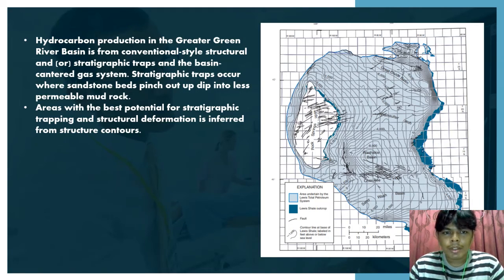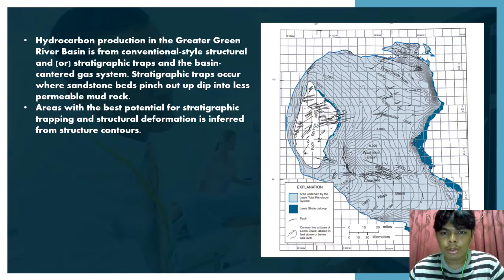Hydrocarbon production in the Greater Green River Basin is from conventional-style structural and stratigraphic traps and the basin-centered gas system. Stratigraphic traps occur where sandstone beds pinch out up dip into less permeable rock. Areas with the best potential for stratigraphic traps and structural deformation are different from structure control.